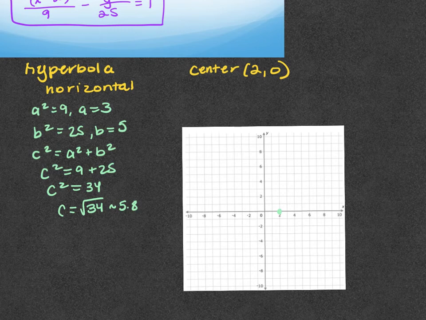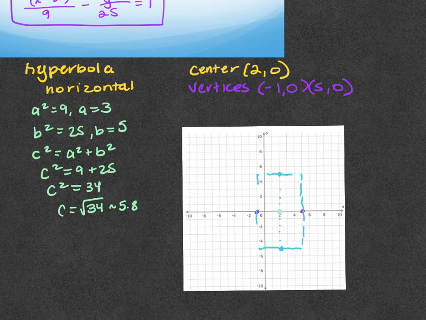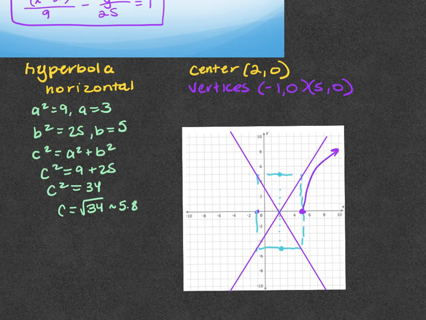All right, so my center's 2, 0. I know it's horizontal because it's an x squared minus a y squared this time. So I'm going to go right and left a, which is 3. And those are my vertices. So vertices, -1, 0 and 5, 0. I'm going to go up and down the b, which is 5. Those would be my co-vertices. There won't be a line for them, but obviously that's what they're for. Then draw yourself your little box. Draw your asymptotes through the corners. And let your branches go off the vertices, which are here and here.